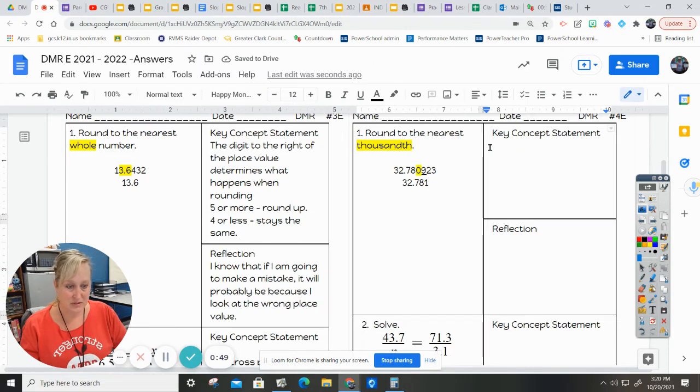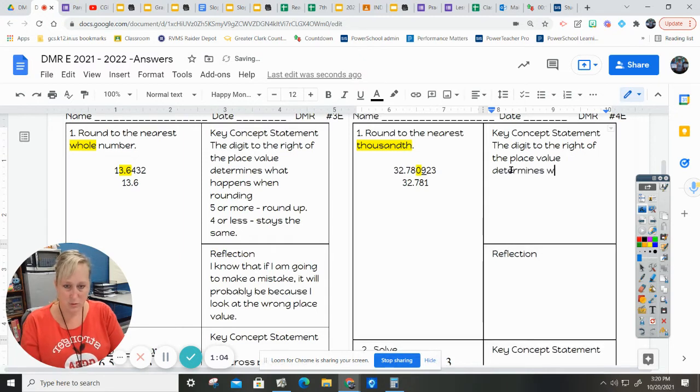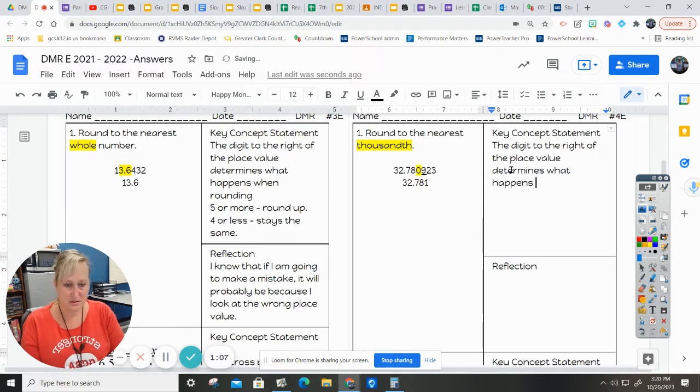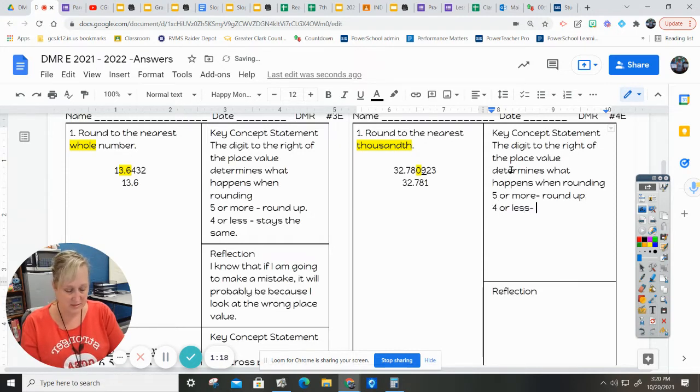Key concept, please make sure that you have written your key concept in here. The digit to the right of the place value determines what happens when rounding. 5 or more, round up. 4 or less, stays the same.